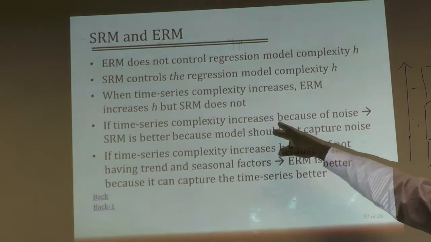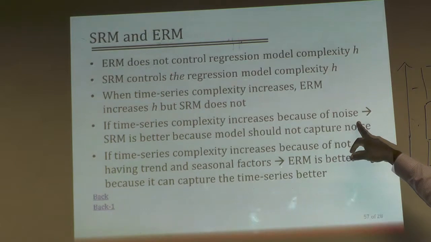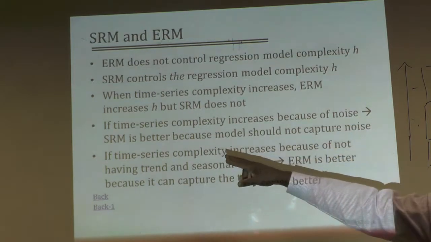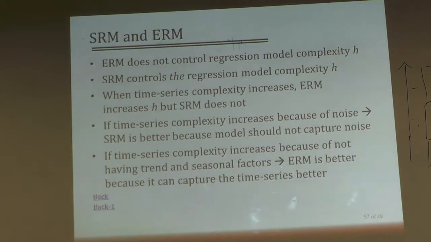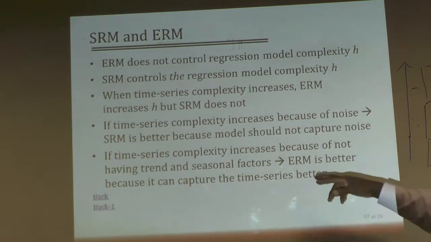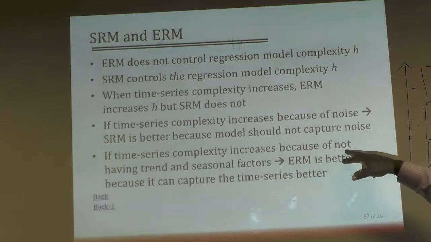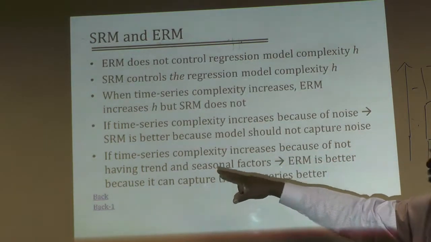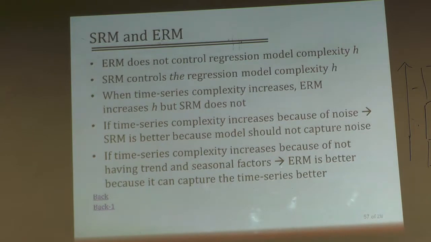So if time series complexity increases because of noise, this implies that SRM is better. When you have a lot of noise, SRM is better, because SRM generally will not capture the noise. Contrary, if the time series complexity increases because of trend or seasonal factors, that is, there's no noise but it's a problem of trend, the ERM is better.